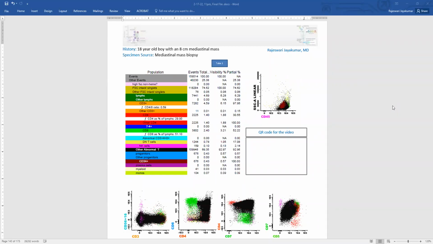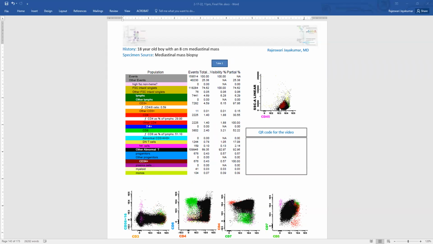Everyone, we are now going to go over the flow plots from a mediastinal mass biopsy from an 18-year-old boy who had an 8-centimeter mediastinal mass. So let's start with CD45 versus side scatter as usual. And you see that pretty much all of the cells are sitting here where the CD45 is kind of dim to bright and the side scatter is low.